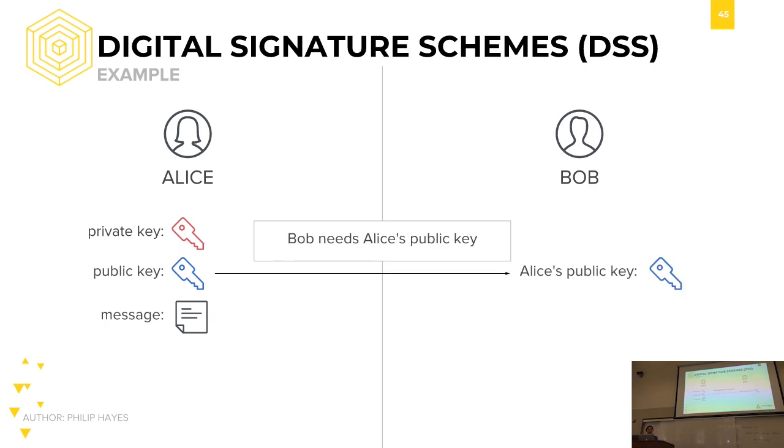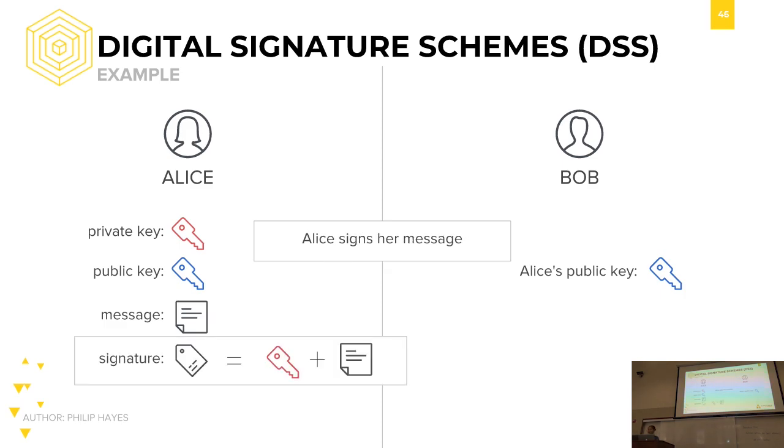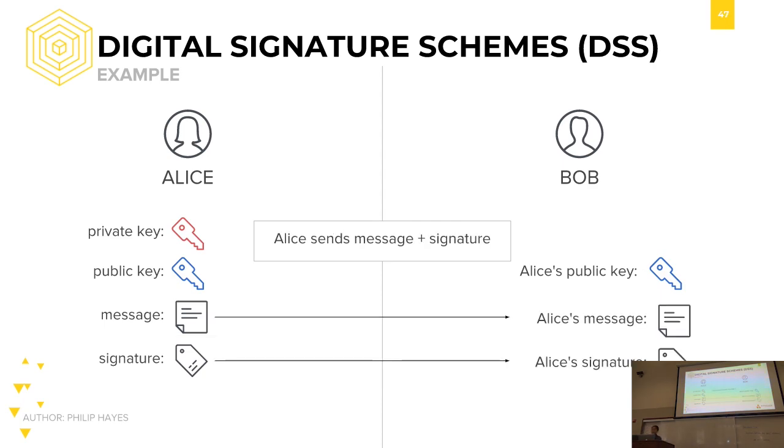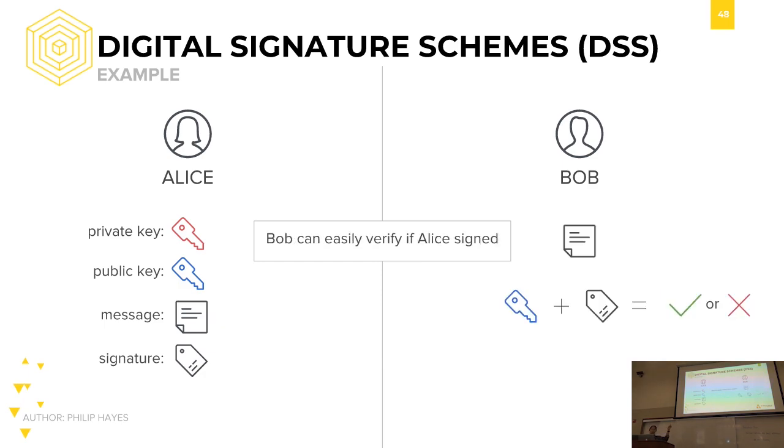Bob has Alice's public key, because that's public information, like an email address. Alice uses her private key to sign this message. She creates the signature and sends the message and her signature to Bob. Bob can very easily verify whether Alice was the actual person who signed, because in order to create that signature, she had to have the private key.